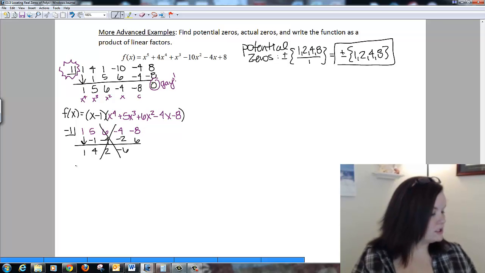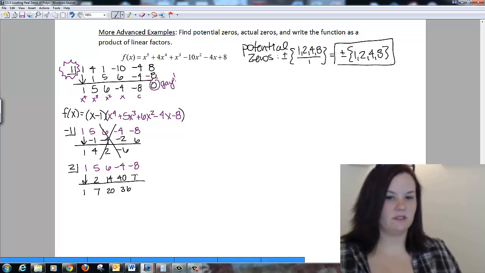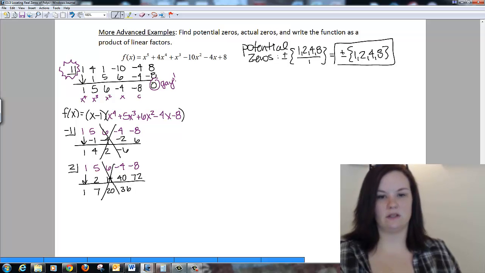Let's look at 2. Again, I'm using my purple numbers, not the original. So 1, 5, 6, -4, -8. I'm going to go ahead and do synthetic. So I bring down my 1. 1 times 2 is 2, which gives me 7. 7 times 2 is 14, which gives me 20. 20 times 2 is 40, which gives me 36. 36 times 2 is 72, so that one's not going to work either.